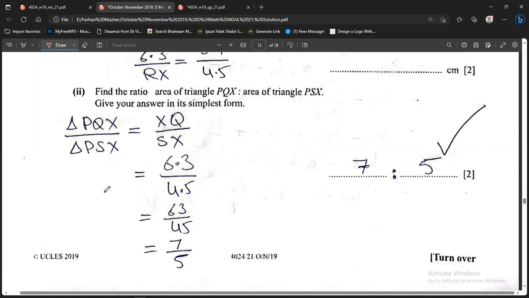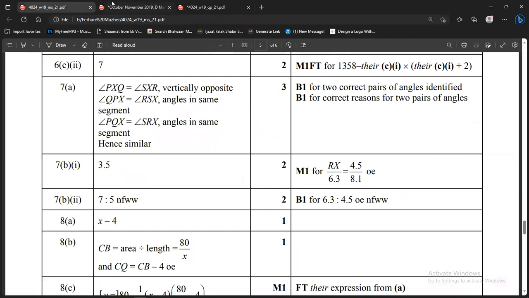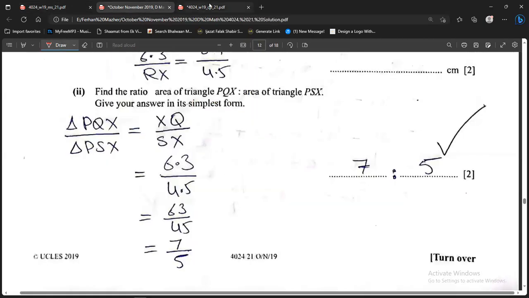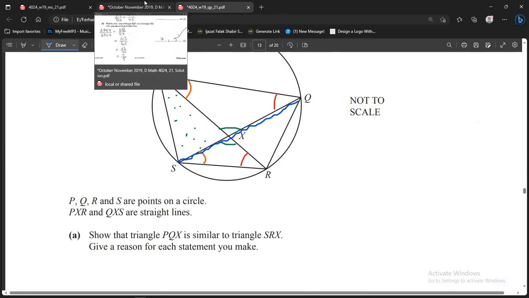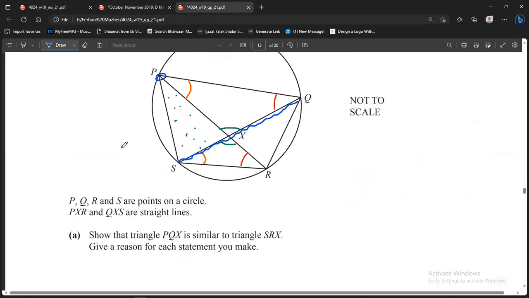So the area of PQX by the area of PSX will be equal to XQ divided by SX. It will be 6.3 divided by 4.5, that is 63 by 45, that is 7 by 5. So the answer will be 7:5. And 7:5 is the right answer. I hope you understand this area. So the area of this triangle and the area of this triangle, the ratio will be the ratio of their bases. They are not similar to each other, okay? Hopefully you understand.